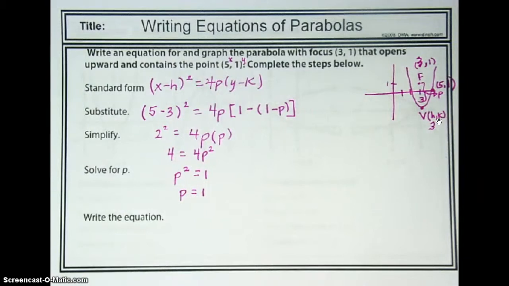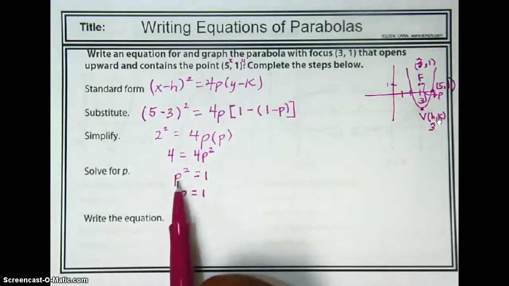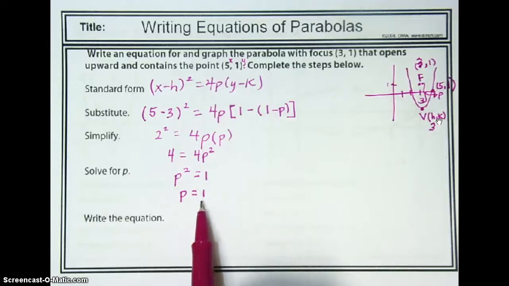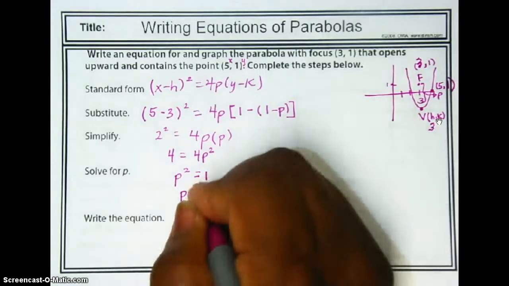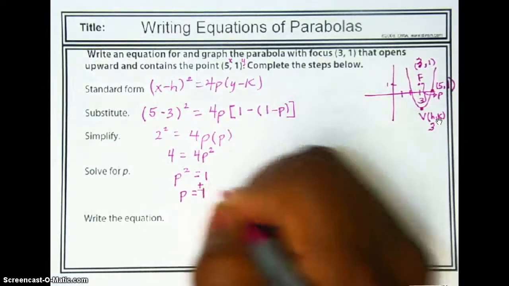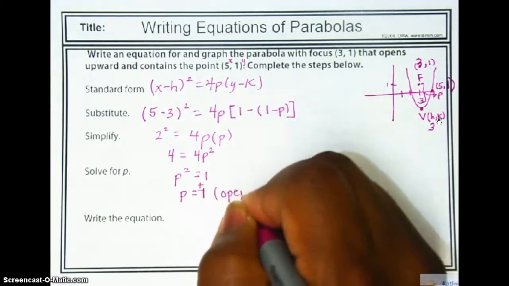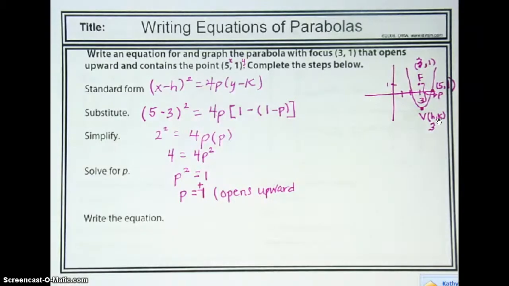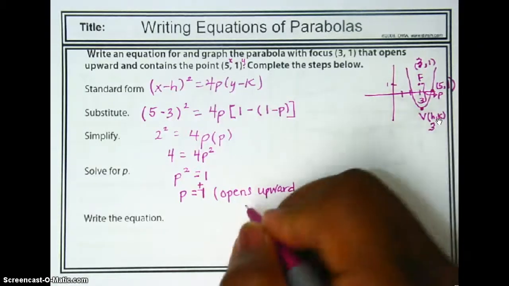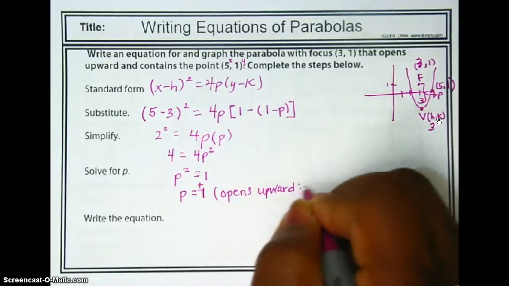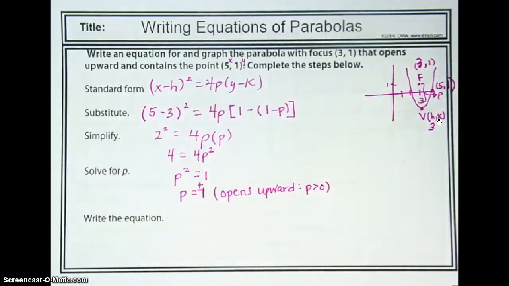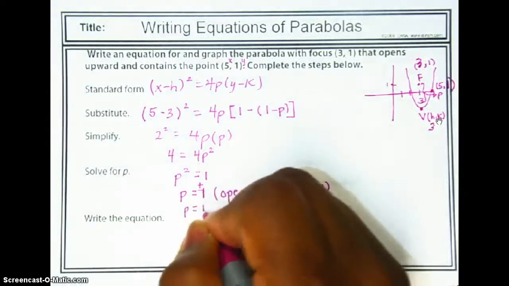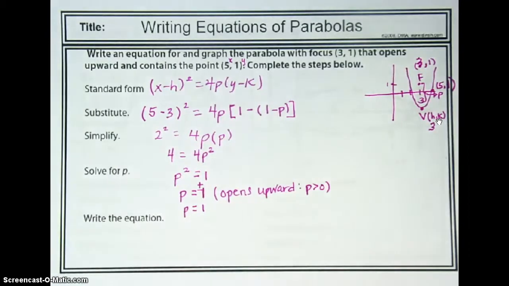Now, I like to stop here and make a point. Whenever I am solving a quadratic equation and I take the square root of both sides, which I've done here, I usually get plus or minus 1. But we were told that our parabola opens upward, and in order for that to be true, the value of p must be a positive number. So for that reason, p has to be greater than 0, and I'll choose the value of positive 1 for p.